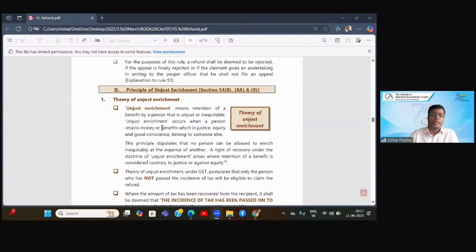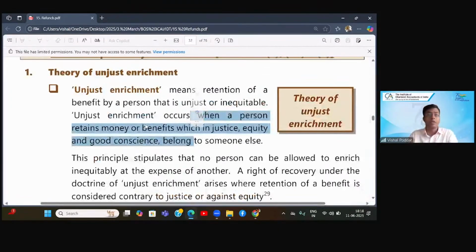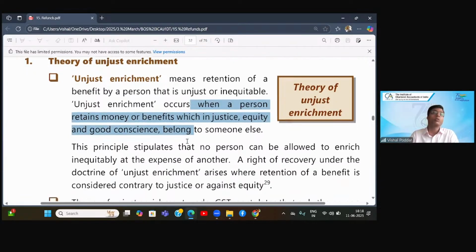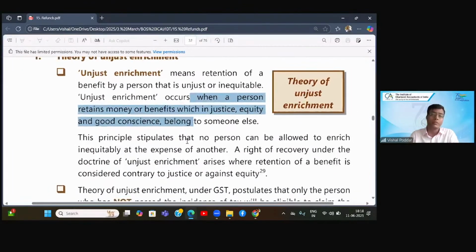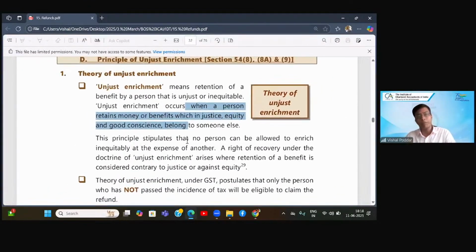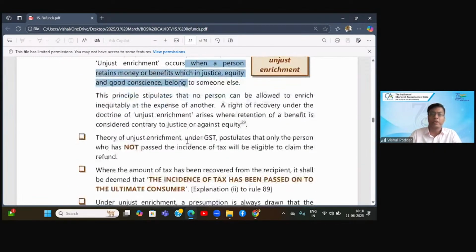So what it says means retention of benefit by a person that is unjust or inequitable. Unjust enrichment occurs when a person retains money or benefit which in justice, equity, and good conscience belong to someone else. So generally in case of refund, this concept applies when tax burden was shifted in the first place. So your recipient, your buyer paid the tax, but you are applying for refund. So if refund is given to you, it will be an unfair advantage to you.